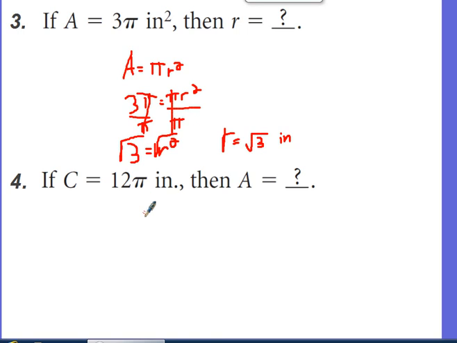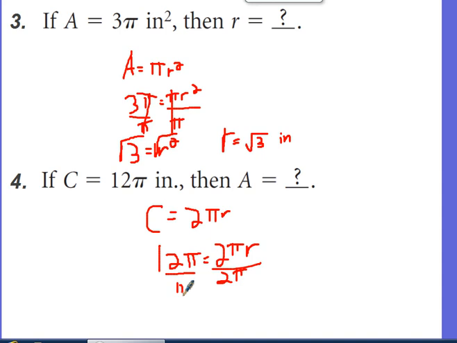And then circumference equals 12 pi. So now you have circumference equals 2 pi r. But they tell you that 12 pi is the circumference. And now you have to go ahead and find r. So we divide both sides by 2 pi because we're trying to get r by itself. And we're left with 12 equals r, and then it wants the area.